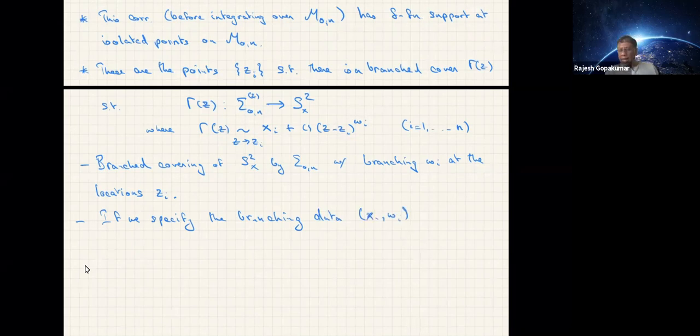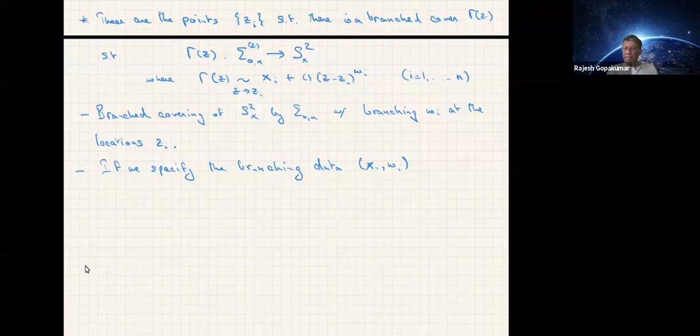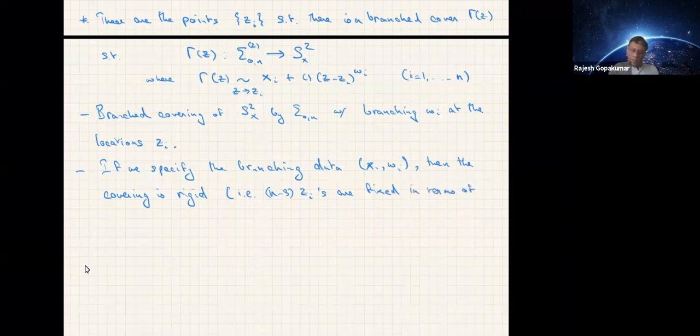So supposing I tell you the points x_i, because x_i are things that are fixed by the boundary correlator, right? And the w_i are also data that are fixed. So supposing I specify this branching data, that there are branch points x_i, so there's a branch cover such that the x_i are branch points with this behavior, branching w_i, then the covering is actually rigid, in that the n-3 z_i's are fixed in terms of the branching data, namely the x_i and the w_i. So once I fix x_i and w_i, I actually don't have any freedom to choose the n-3 z_i's.